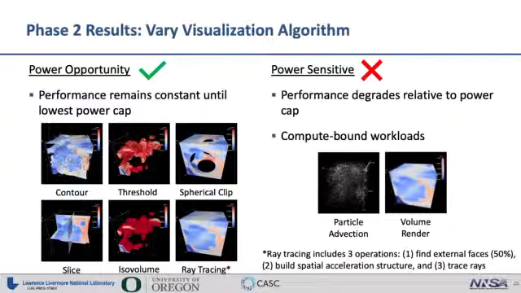We also initially thought that ray tracing would fall into this category as well. But upon further investigation, we identified that ray tracing is really a pipeline of 3 different visualization operations. The first is finding the external faces. The second is building a spatial acceleration structure. And the third is tracing rays. Tracing rays would be the more compute-bound operation in this pipeline, but it's being dominated by the time it takes to find external faces, which is more data intensive and why this algorithm fell into the power opportunity class.